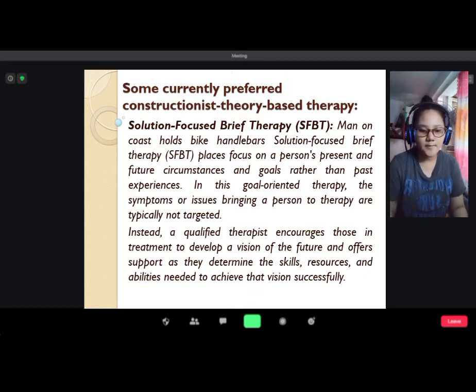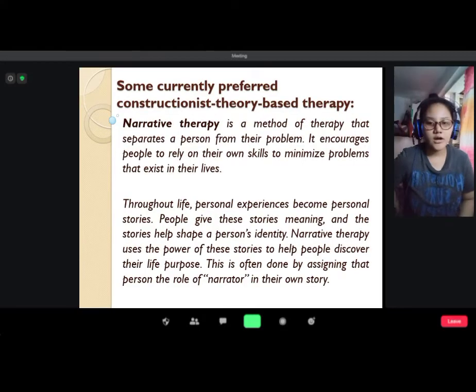And also tinutulungan nito yung client na ma-determine yung mga internal abilities nila and also para ma-enhance yung mga kakayahan nila in order po to attain the desired outcome ng client. Okay, the next therapy is narrative therapy.